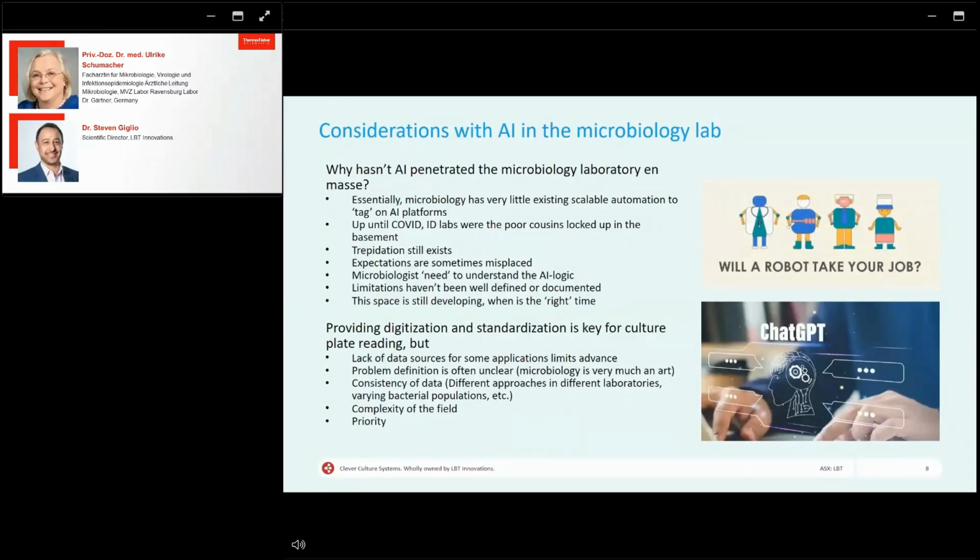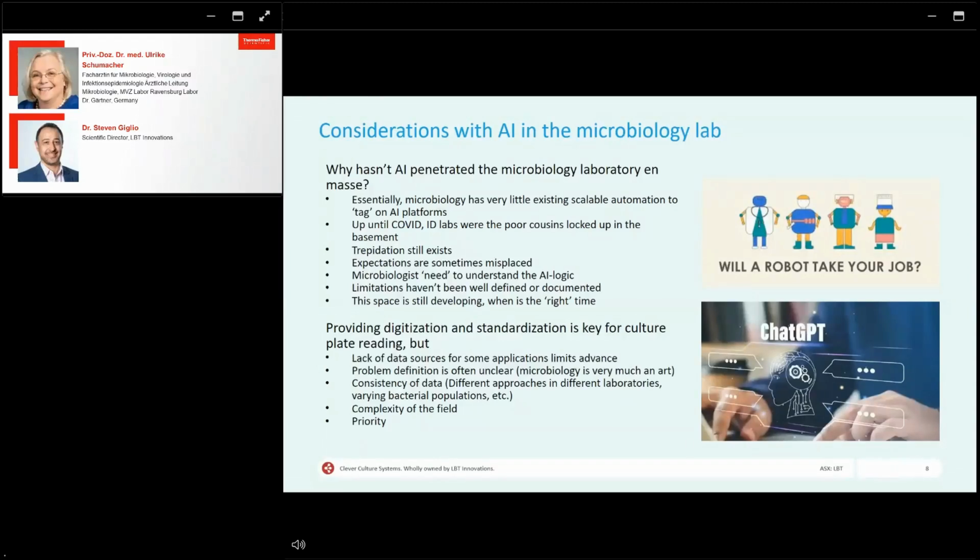So providing digitisation and standardisation is the key for culture plate reading, but the lack of data sources, like we discussed, limits the advance. So we at CCS control all the data, and so we very much know what we like. The problem that we're trying to solve is generally unclear. Microbiology is very much an art, and if you look at the way a urine is processed in any one lab across the globe, every lab has a different way of doing it. It's certainly been my experience, having looked at about 40 labs across the globe in terms of how to process a urine, that it is significantly different lab to lab. You wouldn't have thought so, but it is.